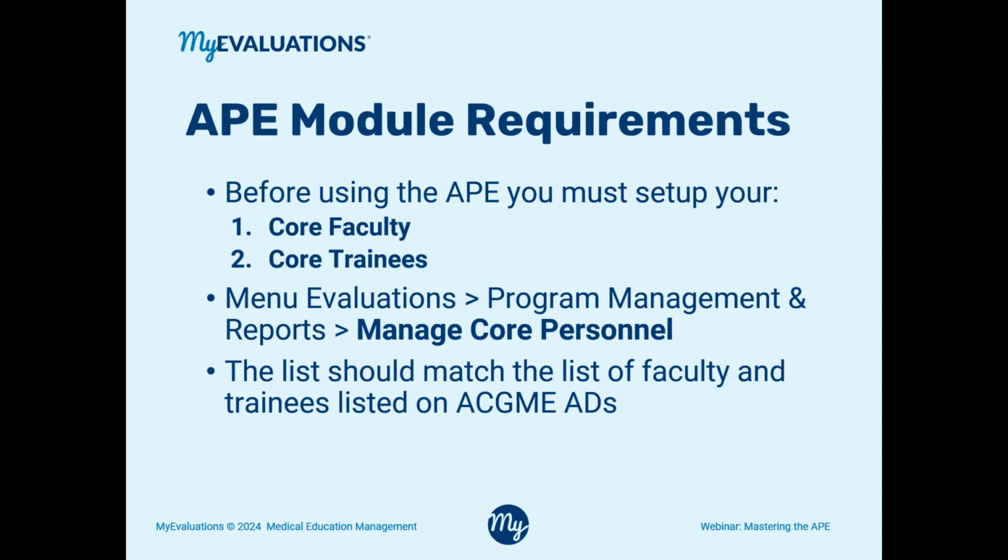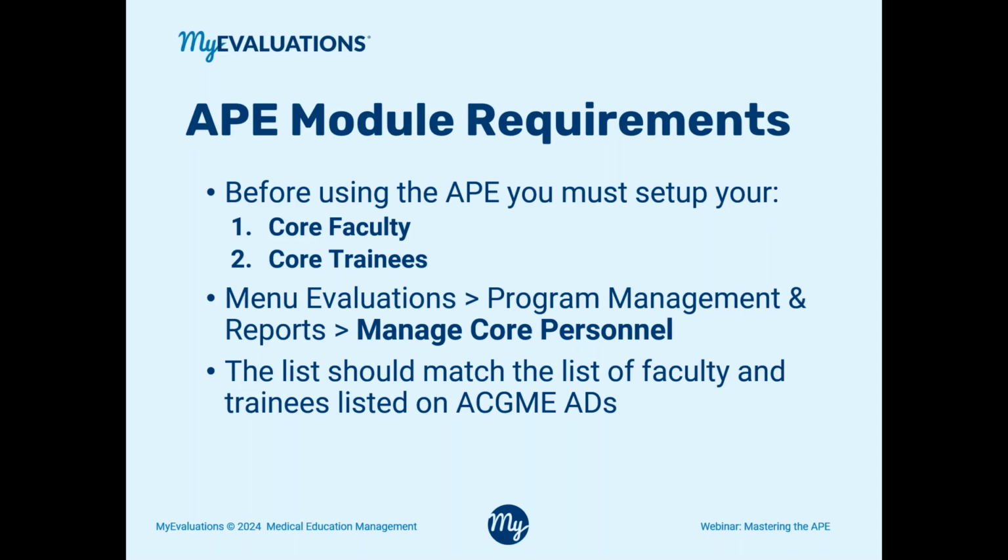And as far as your faculty is concerned, not all your faculty is included in the APE process either. It's only your core faculty. And a good way to look at that is to think about your process of updating your ACGME core trainee and core faculty list. When you're identifying your subset of residents and fellows in the ACGME ADS system, the APE model in my evaluations considers exactly that same list.